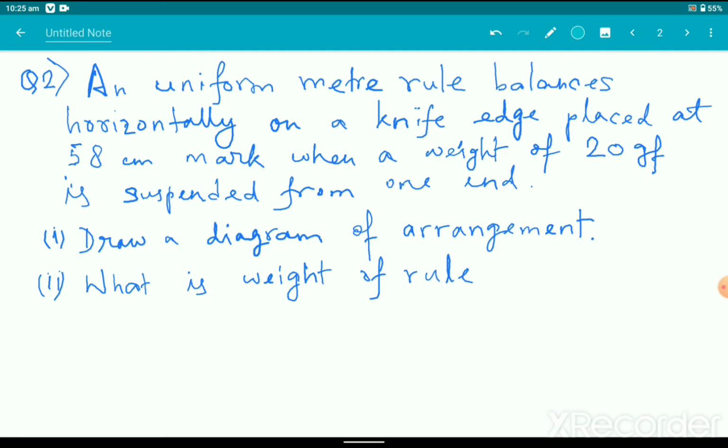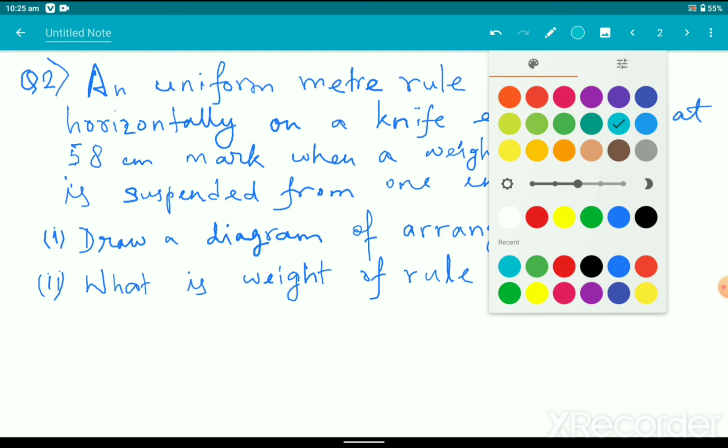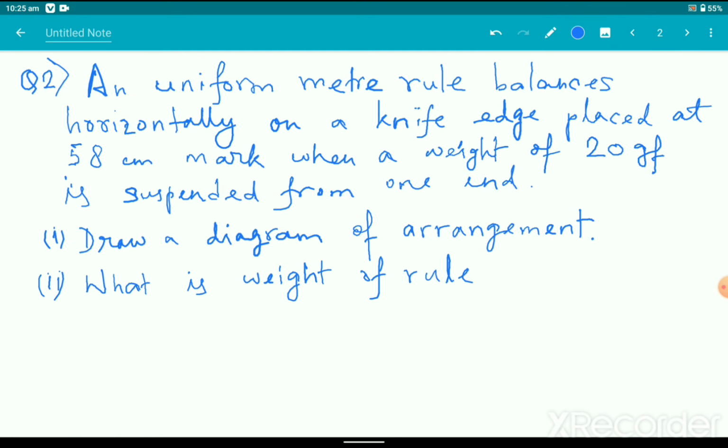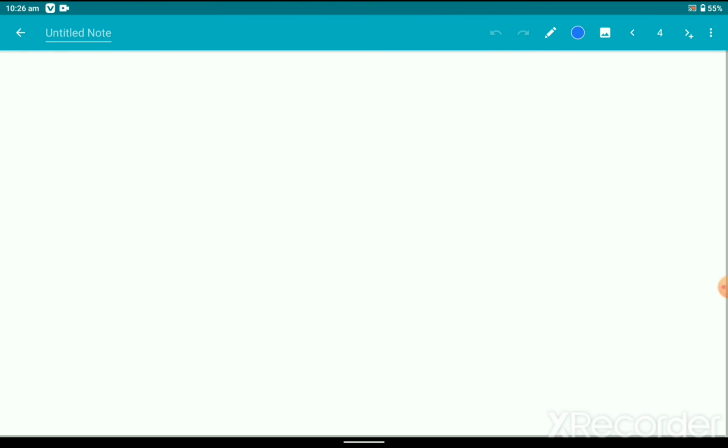So what does question number 2 say? Let us see. Question number 2 says a uniform meter rule balances horizontally on a knife edge placed at 58 centimeter mark when a weight of 20 gf is suspended from one end. Fine. So let us draw a uniform meter rule. Let us consider the solution. So it's solution number 2.